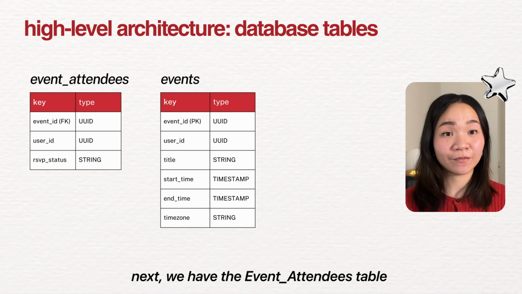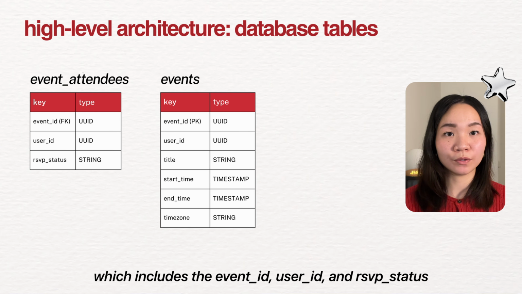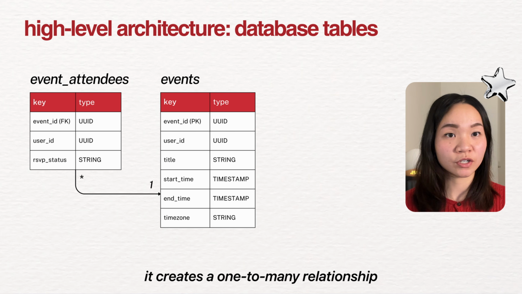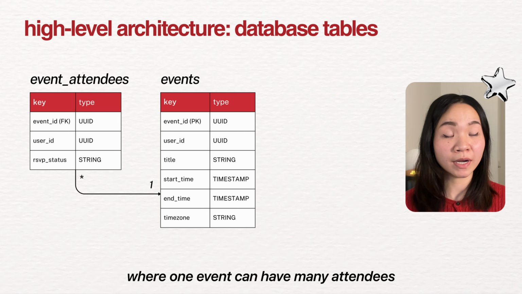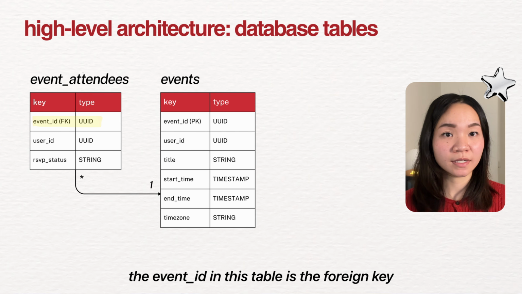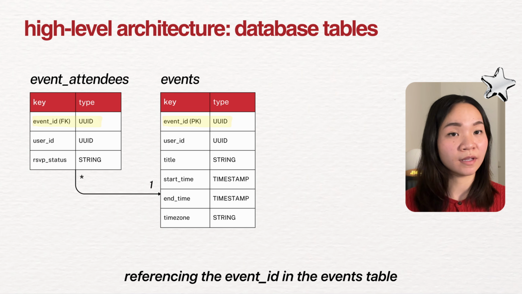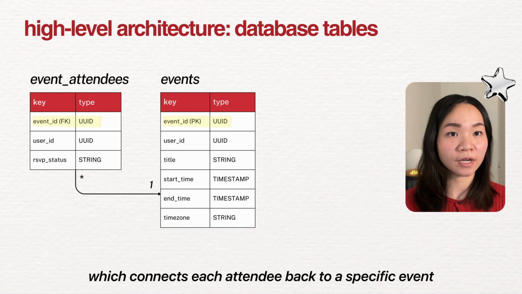Next, we have the event attendees table, which includes the event ID, user ID, and RSVP status. This links users to events and tracks RSVP state. It creates a one-to-many relationship where one event can have many attendees. The event ID in this table is the foreign key referencing the event ID in the events table, which connects each attendee back to a specific event.